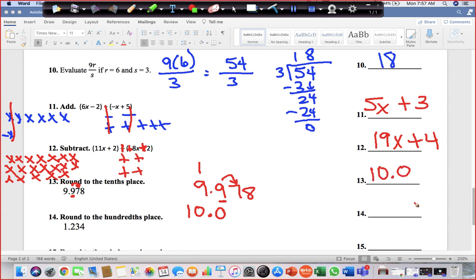And remember, when we're rounding, it is the same. 10.0 is the same thing as just writing the number 10. But if we are rounding to the tenths place, you want to make sure you have a number in the tenths place, even if it is just 0. Okay?